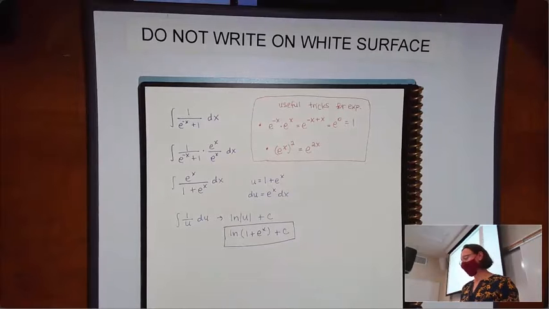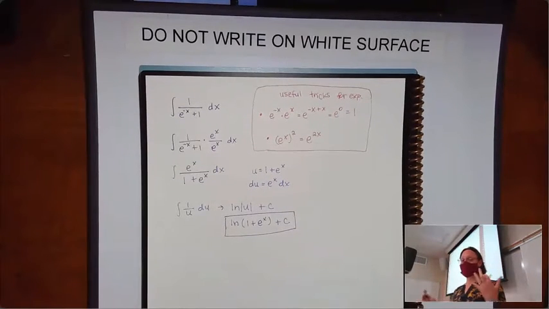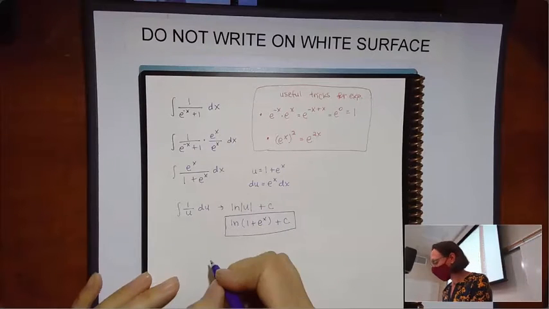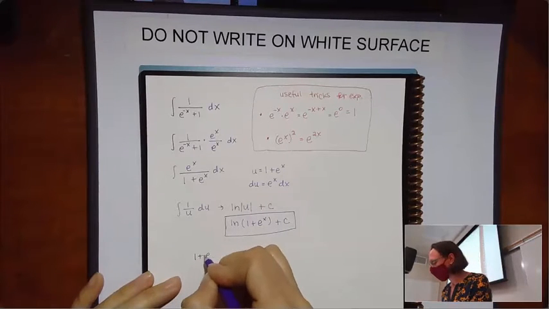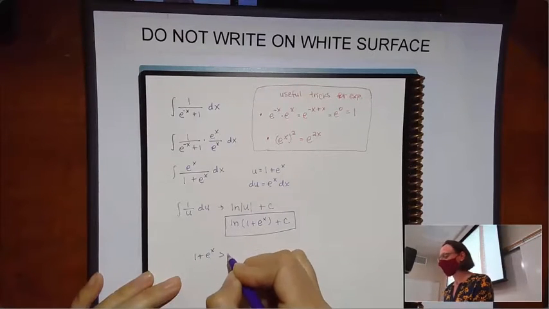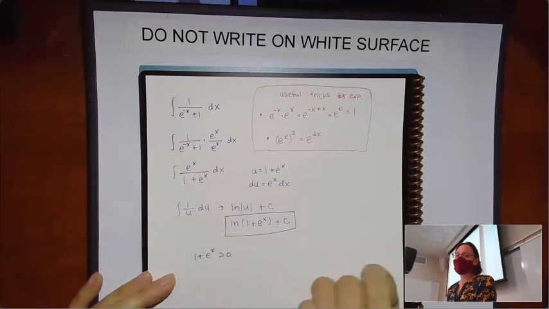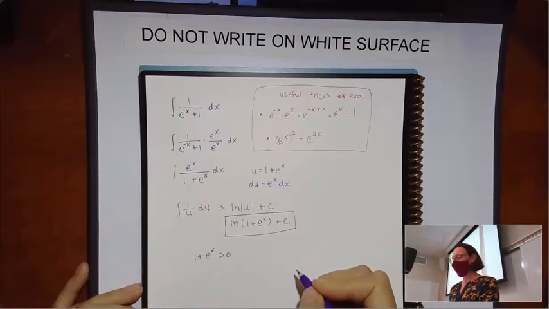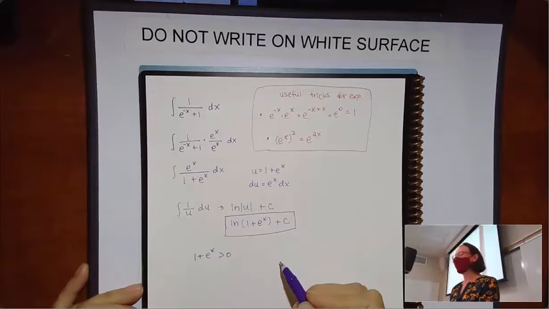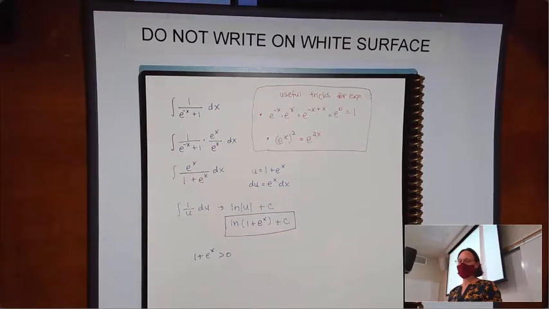Oh, good question. Why did I switch from absolute value sign to parentheses? You know what? I could have left absolute values on there. I instinctively made the switch and I should have mentioned why. I know that 1 plus e to the x is always greater than 0. In fact, it's always greater than 1. But because I know it's always positive, I don't need the absolute value anymore. If that had said 1 minus e to the x, I could not have done that.